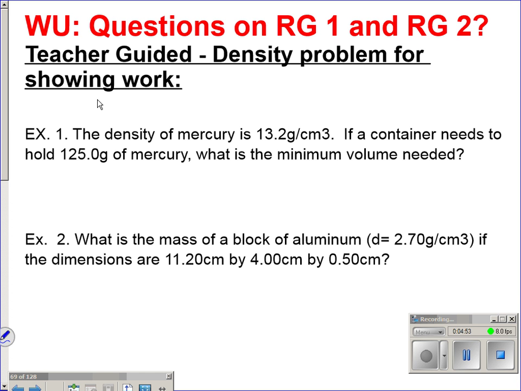Okay, so we see the density is 13.2 grams per centimeter cubed. Is that dense or not very dense? That's pretty dense. Like super dense. Mercury is very, very, very dense. So this right here is called a conversion factor.